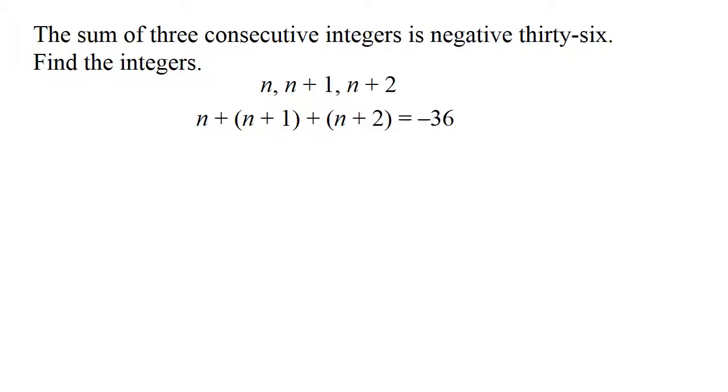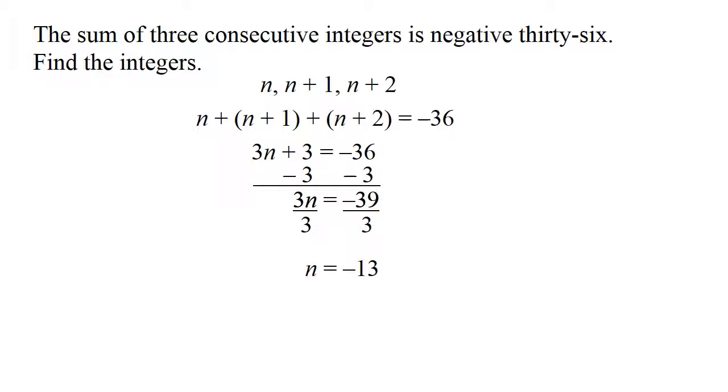Now notice these parentheses are just there for decoration. They're not doing anything mathematically. So we can just add up our n's together and add our 1 and 2 together, clean up this side and make it look like 3n plus 3 equals negative 36. Now we just need to solve for n. So subtract 3 to get rid of the constant term, and then we get rid of the coefficient by dividing both sides by positive 3. That will give us our first number, negative 13.